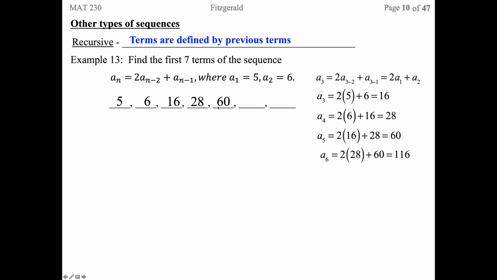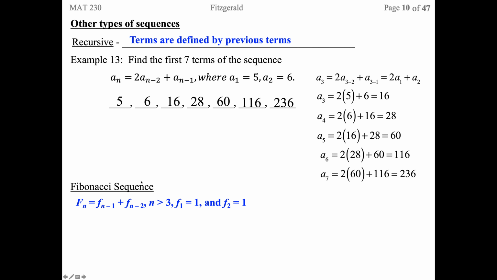And we can keep that pattern going. 2 times 28 plus 60, 116. 2 times 60, 120, plus 116, 236. That's a recursive sequence. All the terms are predetermined by previous terms. You cannot just take the 7 and put it into the formula and create that 7th term. A famous Fibonacci sequence is a recursive sequence. You've probably seen this in your science classes. This is the setup.